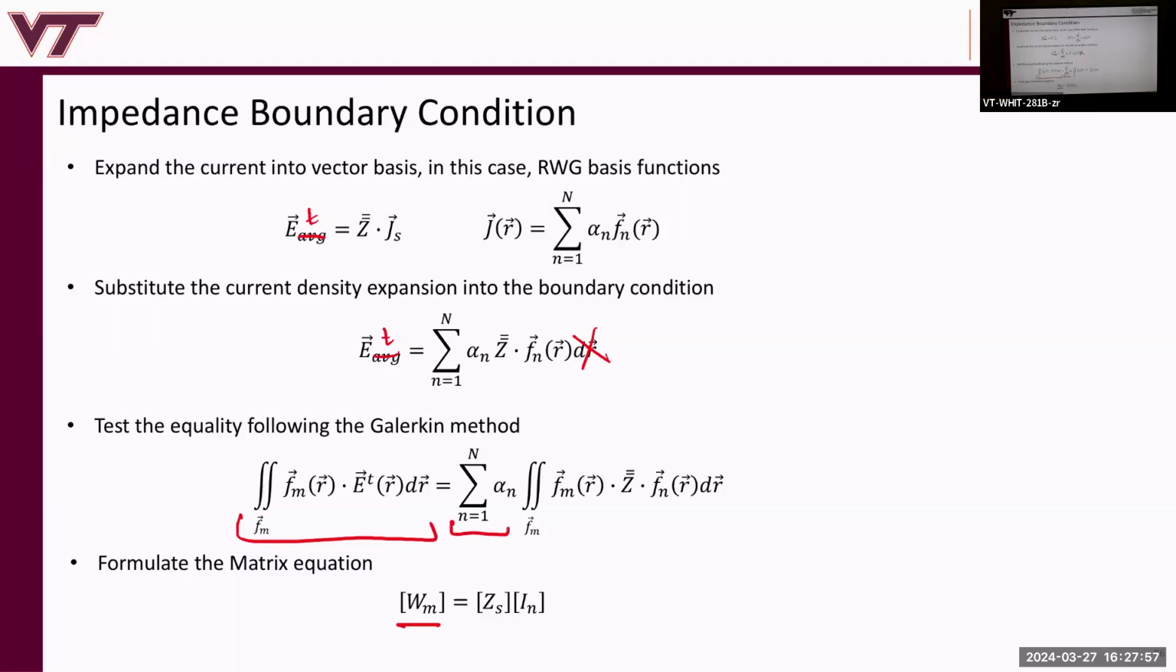Then we have our current coefficients, the I's, right? This is our WM matrix. And then here we're going to call this the Z sheet matrix. All right? So this whole thing becomes this matrix equation. So we just need to incorporate this into our EFIE, and this matrix representation into our matrix equation representation of the EFIE, right? All right, so let's do that.